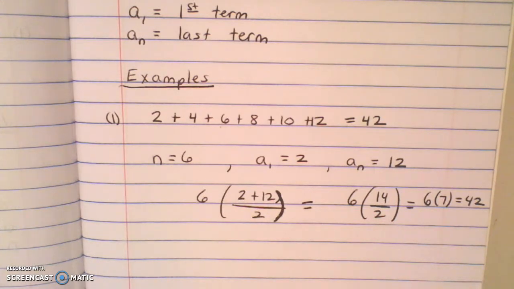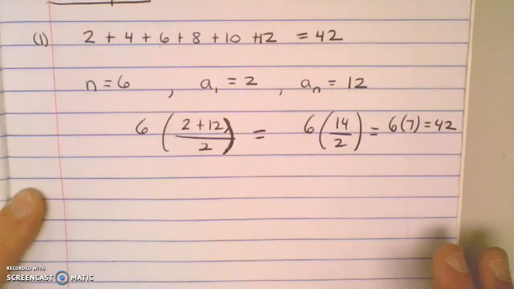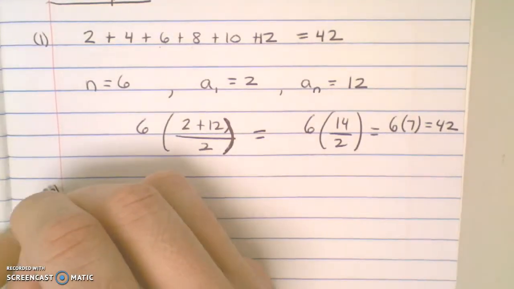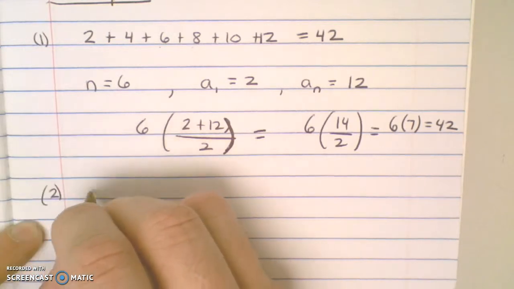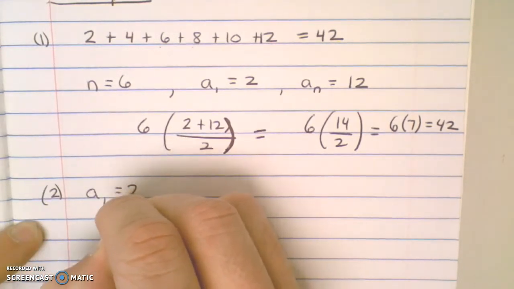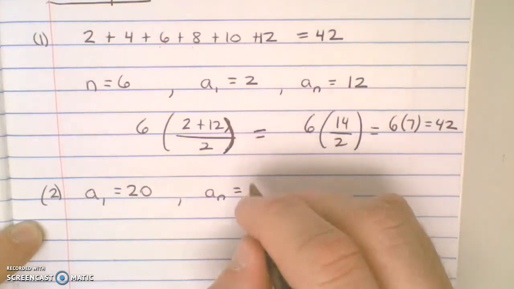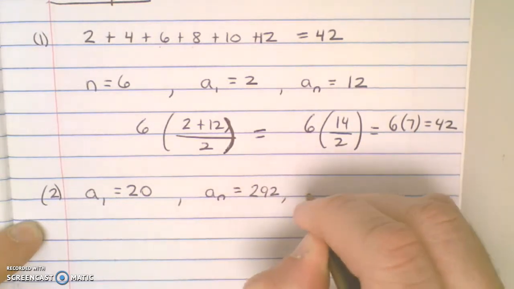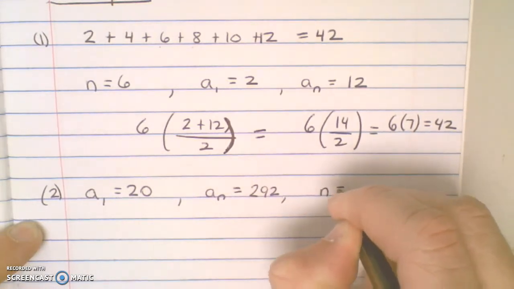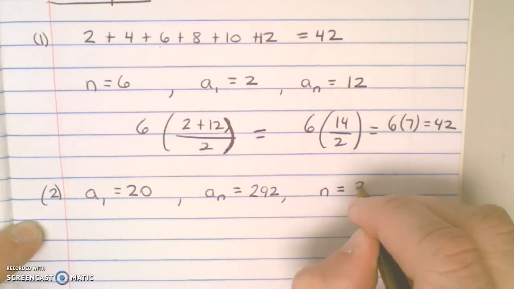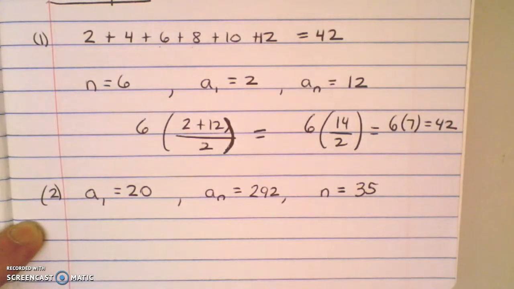So the problems you're going to see for homework and possibly on exams are going to be a little bit more complicated in that you might have to do some work to figure out some of the problems. So for example, let's say you were given the following information and you had to use the formula. A sub 1, remember your first term, is 20. A sub n, your last term, is 292. And n, the number of terms, is 35. So with this information, I could find the sum from 20 to 292 in this sequence.